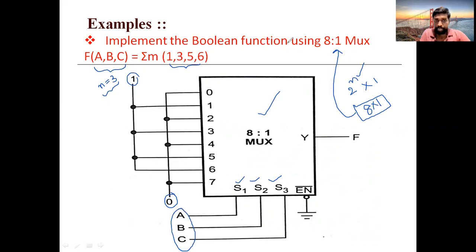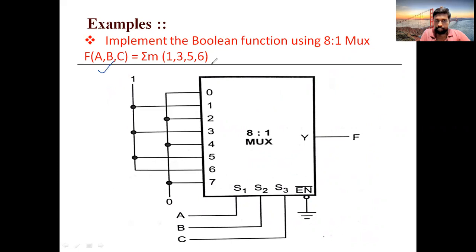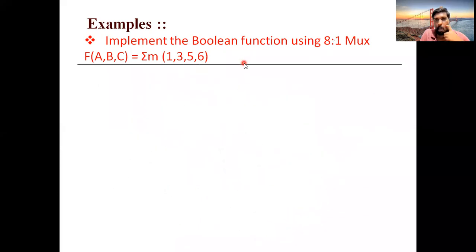Suppose the condition is satisfied, as here with n equal to 3, then it is fine. Suppose the condition is not satisfied, that means this value of n is not satisfying the asked multiplexer. In that case, how to solve the problem? Let us see an example.